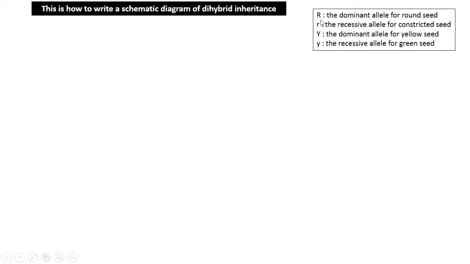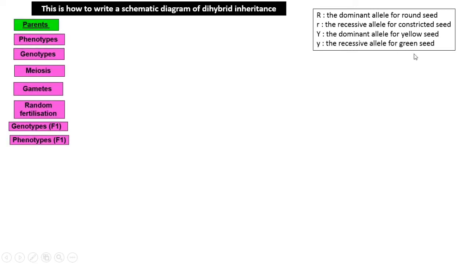Capital R is the dominant allele for round seed. Small r is the recessive allele for constricted seed. Capital Y is for yellow seed, and small y is the allele for green seed. Okay, write down the aspect. We started from round and yellow seed. This is how to write down the phenotype and genotype.